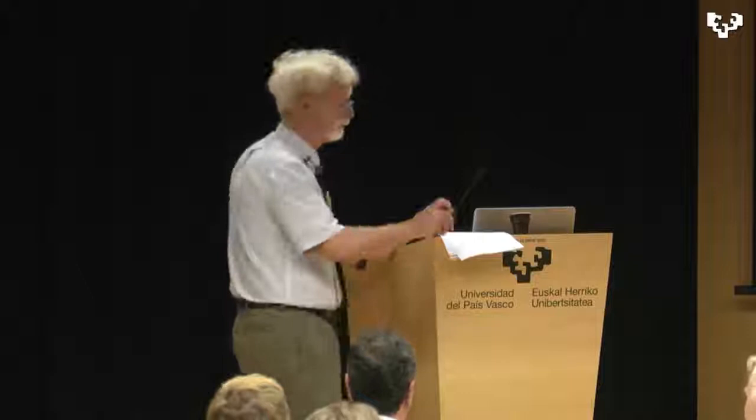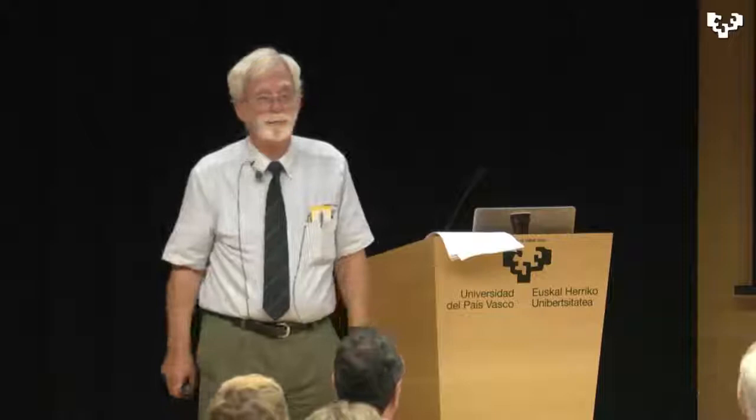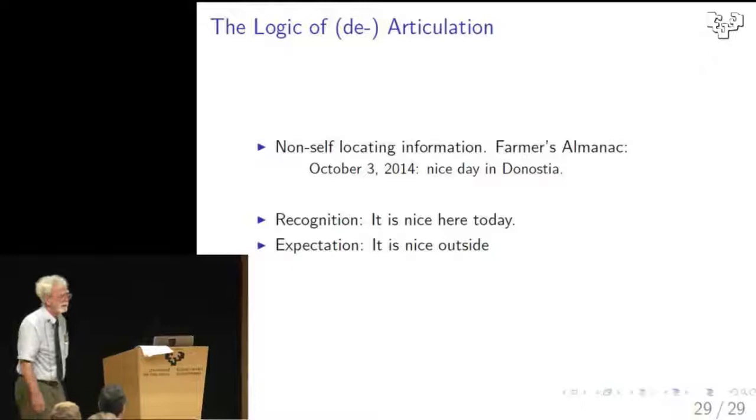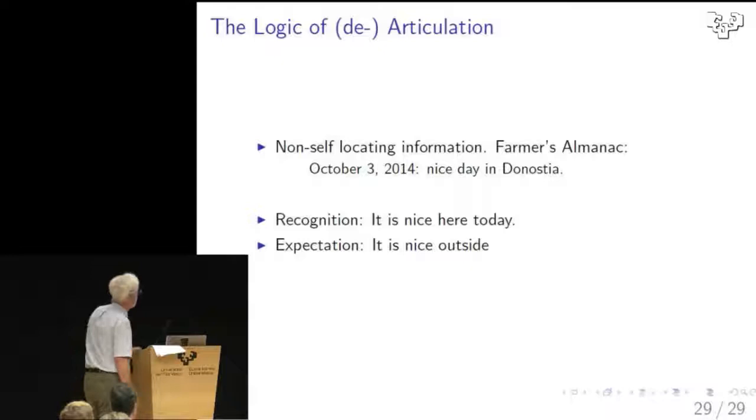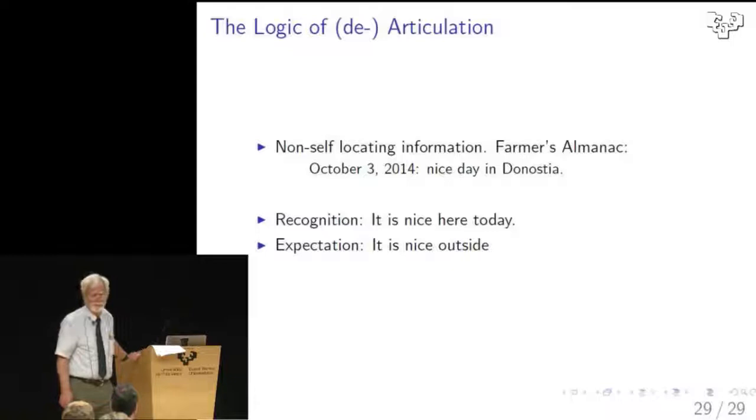And there's also a logic of de-articulation. I don't suppose you have farmers' almanacs in Europe, do you? Maybe you do, but in America we have farmers' almanacs, and they're very good. They give you the weather for every day of the coming year so you can decide what to do with your crops, and it's always exactly right. So I look in the farmer's almanac and it says, October 3rd, 2014, nice day in Donostia. I don't actually think our farmer's almanacs cover Donostia.